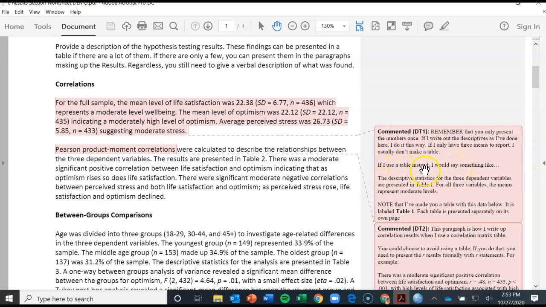I have given you an example of the table. I'll show it to you in a second here. If I use a table instead, I still have to give an in-text description of what I see in the table. So I could say something like, the descriptive statistics for the three dependent variables are presented in table one. For all three variables, the means represent moderate levels. Now, how do I know that they're moderate? Well, I know that because I know what the lowest possible score is, and I know what the highest possible score is. The means for these three variables are in the middle. In one case, they're a little higher. So when I say moderately high level of optimism, moderate stress, moderate level of well-being, I'm basing that on the fact that you have scores that, on average, in this sample, are in the middle between the highest possible and the lowest possible scores.